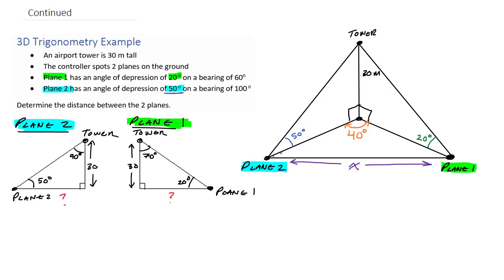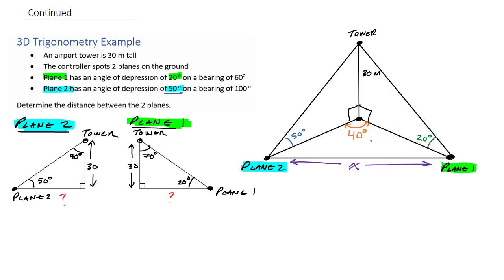Well, let's look. We're dealing with this bottom triangle, right? Don't we want to solve for x here, this right here? So if I knew this length, and if I knew this length, I could probably use sine law or cosine law to solve for x. So why don't we solve for the bottom of each of these triangles, okay?